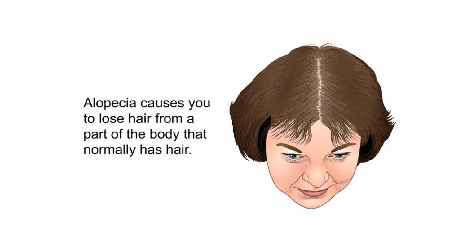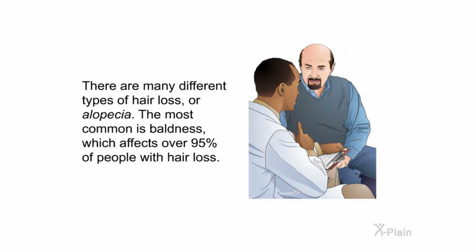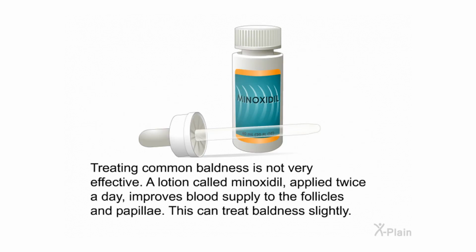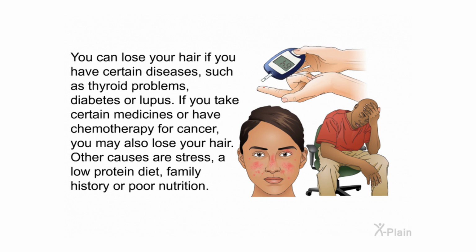Summary. Alopecia causes you to lose hair from a part of the body that normally has hair. There are many different types of hair loss, or alopecia. The most common is baldness, which affects over 95% of people with hair loss. Treating common baldness is not very effective. A lotion called minoxidil, applied twice a day, improves blood supply to the follicles and papillae. This can treat baldness slightly.